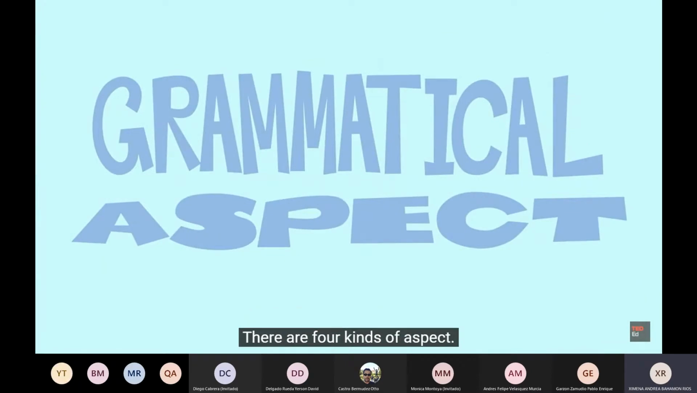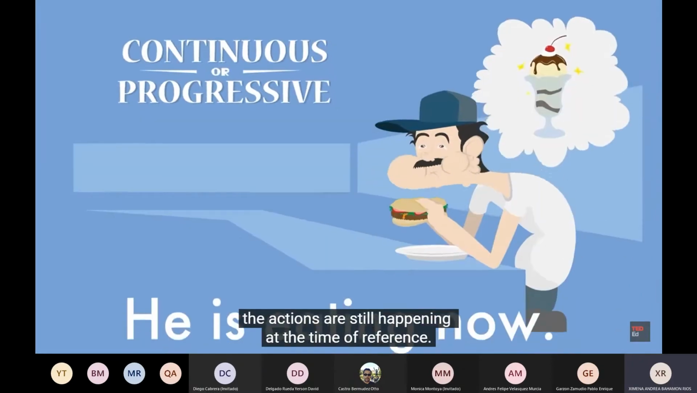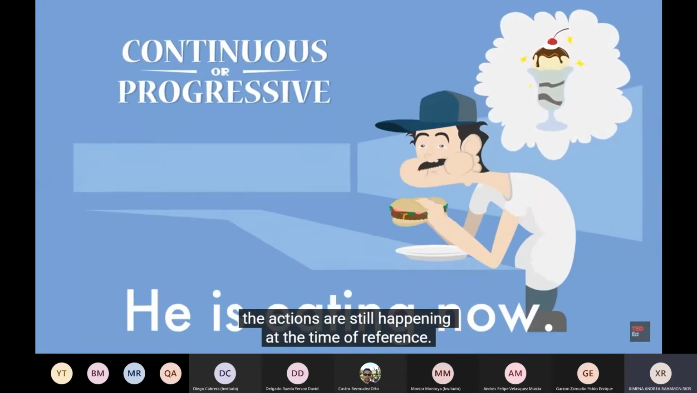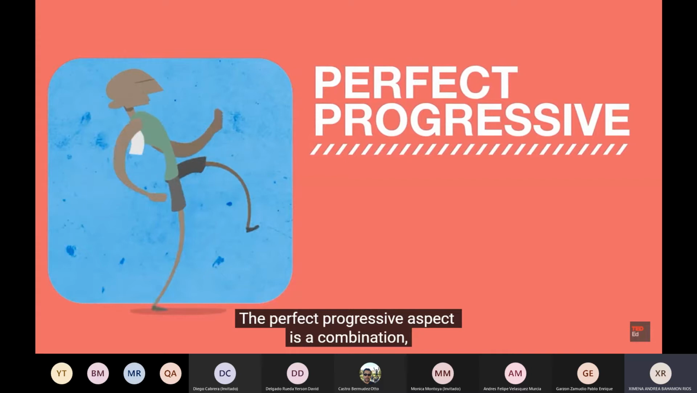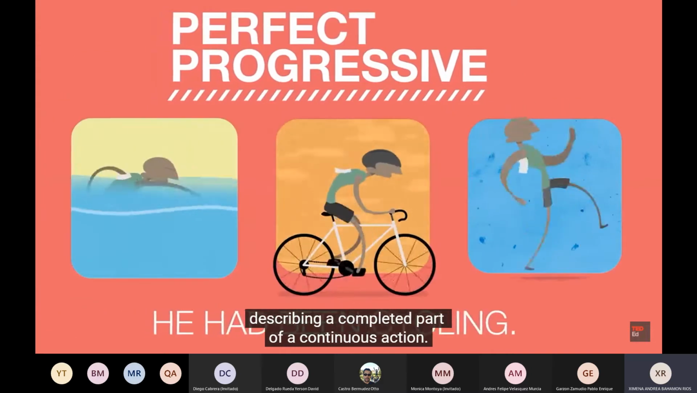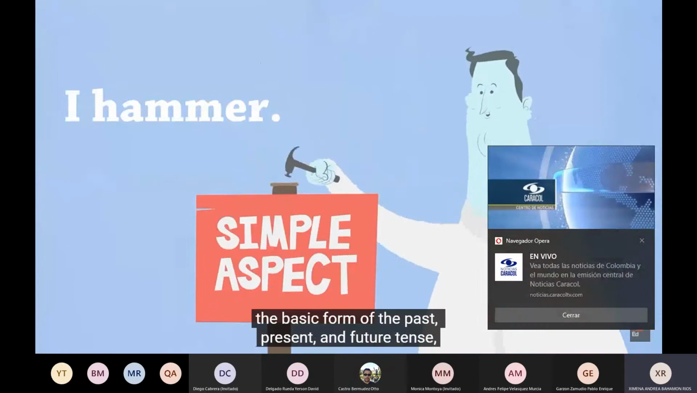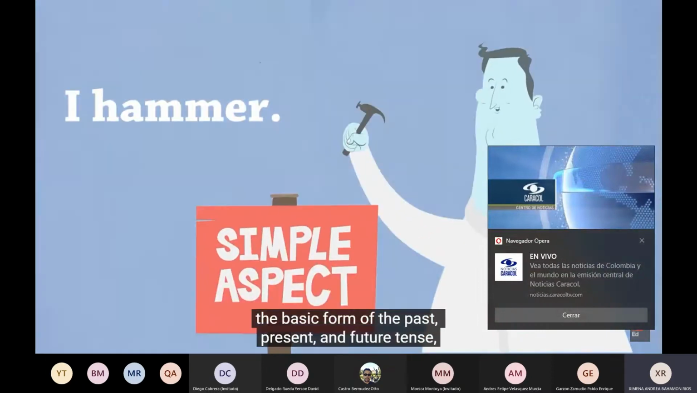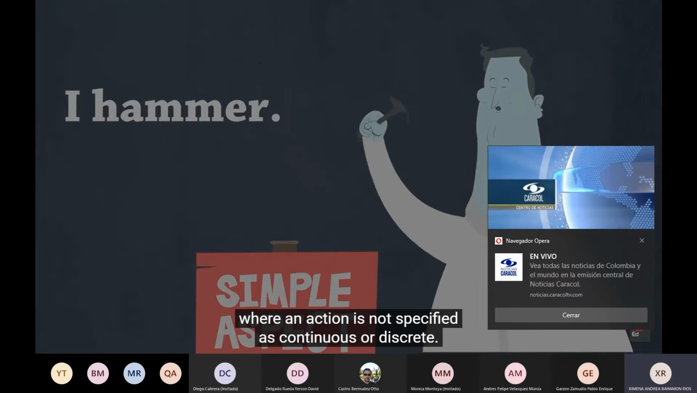There are 4 kinds of aspect. In the continuous or progressive aspect, the actions are still happening at the time of reference. The perfect aspect describes actions that are finished. The perfect progressive aspect is a combination, describing a completed part of a continuous action. And finally, there's the simple aspect, the basic form of the past, present, and future tense, where an action is not specified as continuous or discrete.